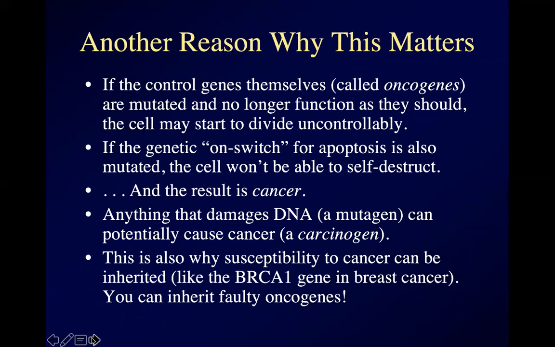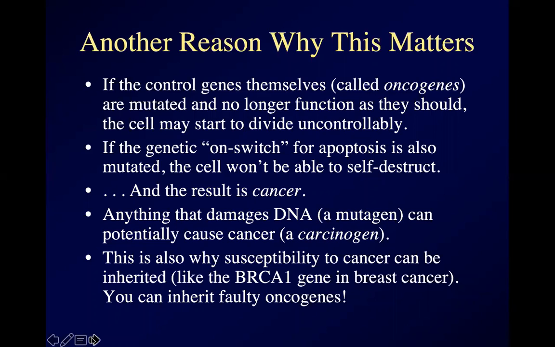Another reason why this matters is, remember I mentioned that we have these genes that can act as brakes or accelerators on cell division. Any mutation that hits them can cause the cell to start dividing uncontrollably, like a car with a stuck accelerator and cut brake lines. Just like a car with an accelerator that's stuck and no brakes is going to keep going until it eventually hits something, the same is true for a cell that has damaged oncogenes. The cell may start dividing uncontrollably.